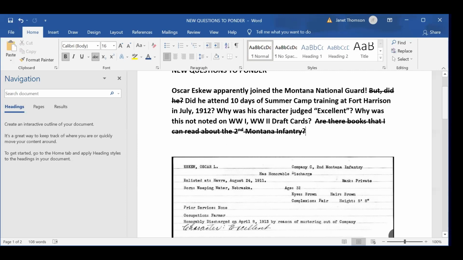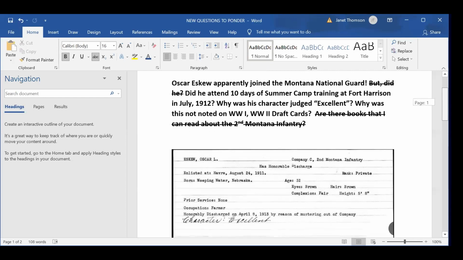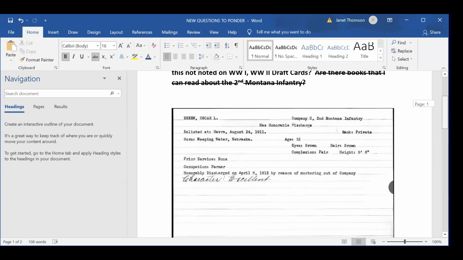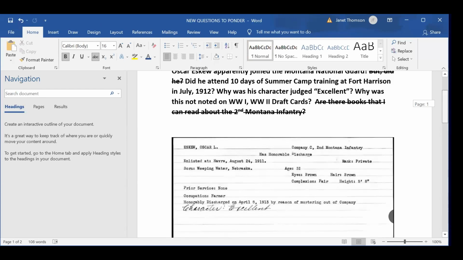He left the home. He had an abusive stepfather, and he left that home, went to Havre, later brought his mom and his half brothers and sisters there. But he joined a thing called the Montana National Guard. I just found this document at Ancestry the other day. By the way, it actually came from the Montana Memory Project.